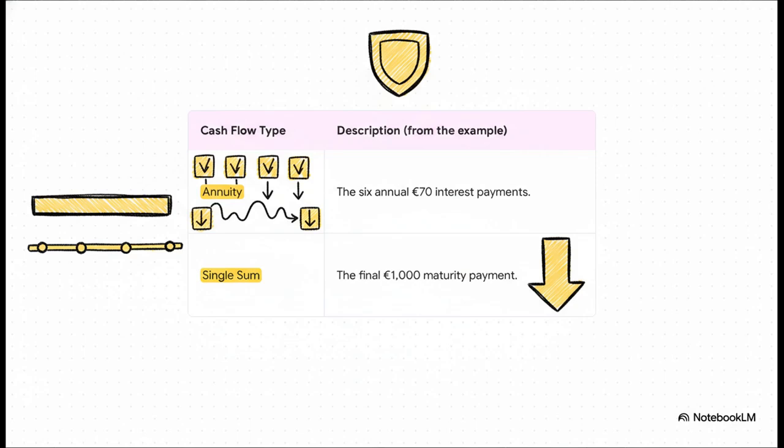Take a look at a bond's payments. See those regular, equal interest payments? Guess what? That's an annuity. And that final big lump sum payment you get back at the end, that's just a single sum payment. We already know how to value both of these things. A bond isn't some new, scary problem. It's just two simple problems we've already solved bundled together.